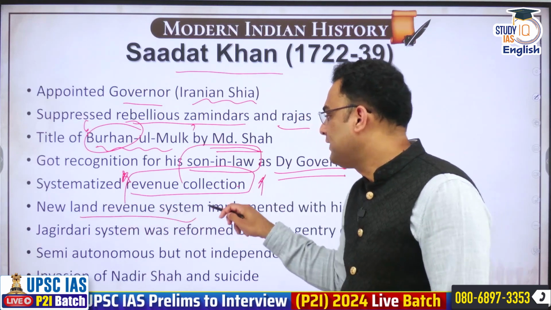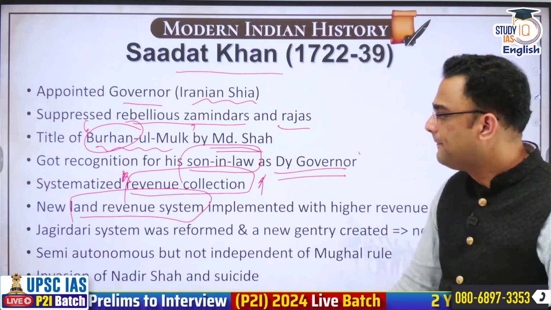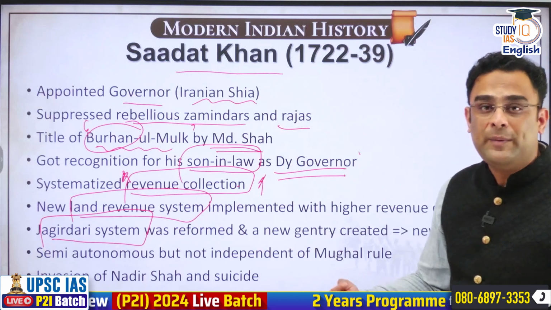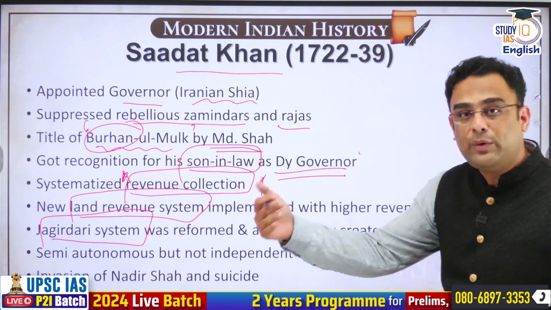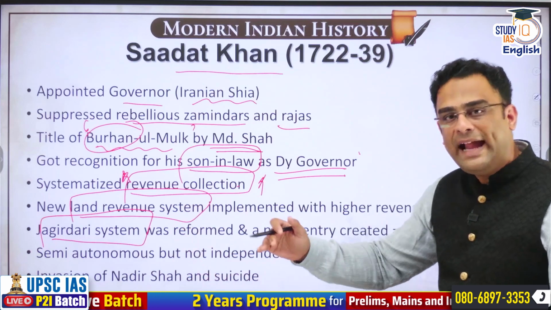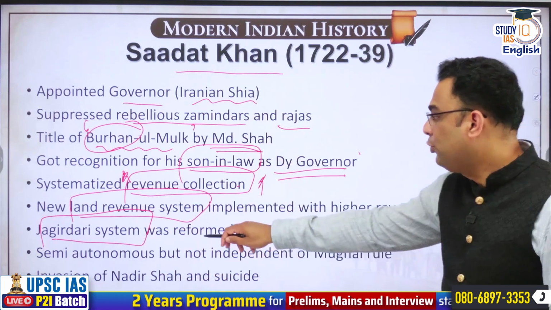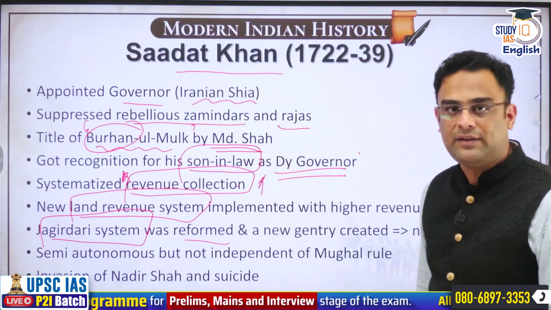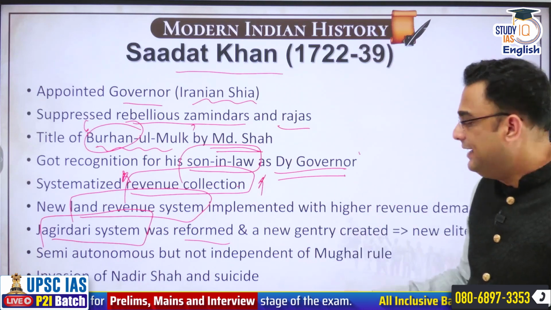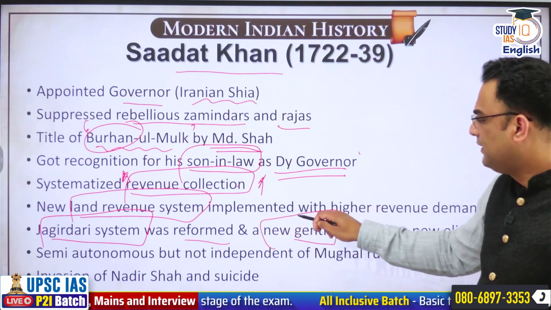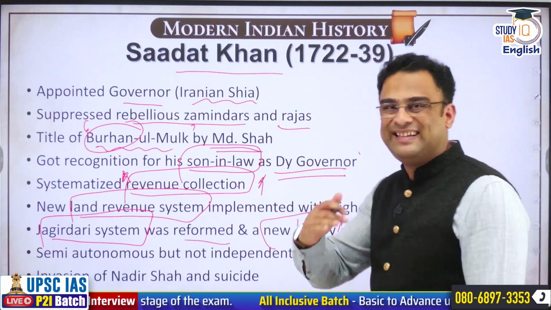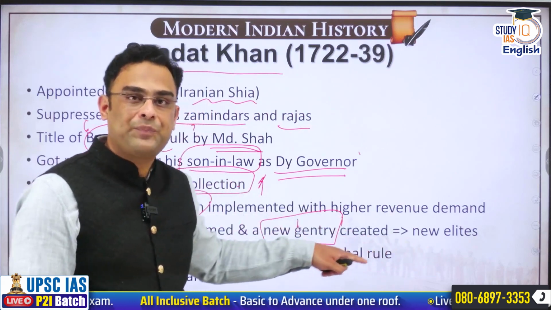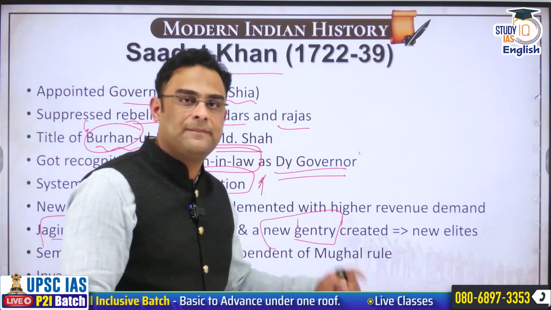A new land revenue system was developed during his time in Awadh. He tried to reform the Jagirdari system. Jagirdars were famous for oppressing the peasants, not maintaining the requisite number of troops as they were required to, and indulging in other malpractices. He tried to reform this Jagirdari system so that they would perform efficiently for the state. He created a new class of elites, a new gentry. This is a term that is typically used in history. Gentry is the elite of the society. Land-based elites. This was created by the Nawab of Awadh, Sadat Khan.